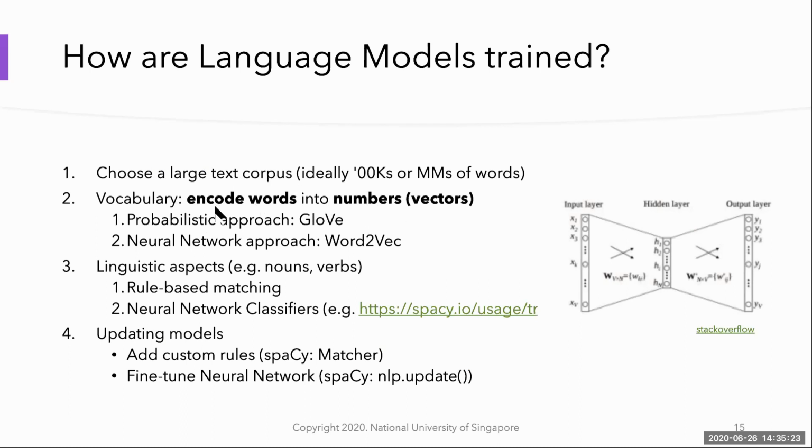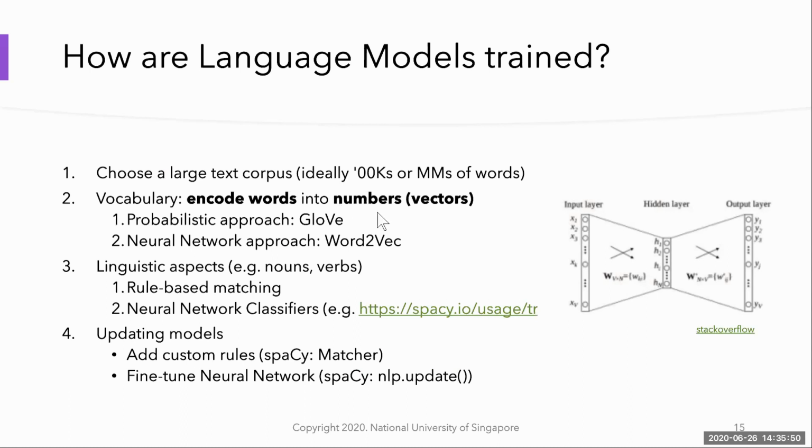I will talk more about this later, but there are basically 2 approaches that are used. One is to count probabilities and try to maximize the probability of a word appearing, and one is to use a neural network. I'll come back to this later, but it's just to give you a flavor of how it's trained.